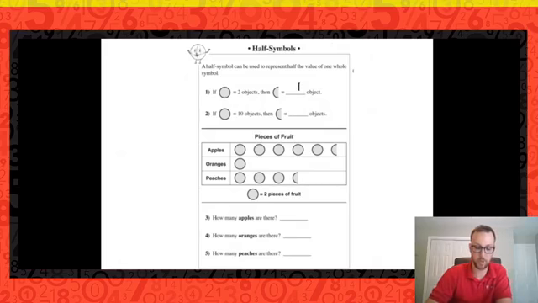Okay, so for number 2, if one whole circle equals 10 objects, then how much does a half a circle represent? What is half of 10? It's 5. Good job. All right, so a little bit of practice there, thinking about half symbols.